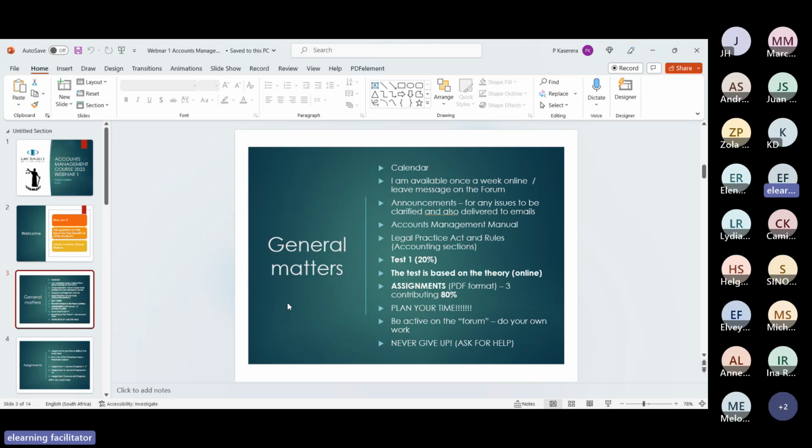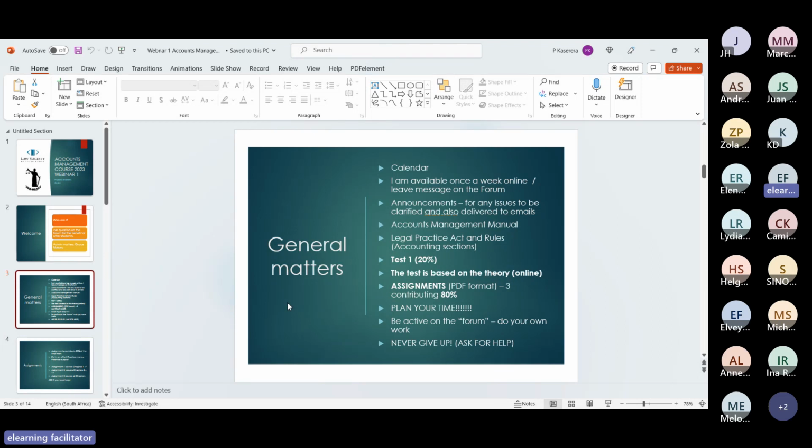Then our manual: I've shown you where you download it on the introduction. On the material, if you scroll down, you'll be able to download the manual. We make use of the manual in our course, so you need to go through it so that you get equipped and know what is happening. Besides the manual, we've got the Legal Practice Act. The Act has certain sections, especially Section 86, which has a lot of accounting.